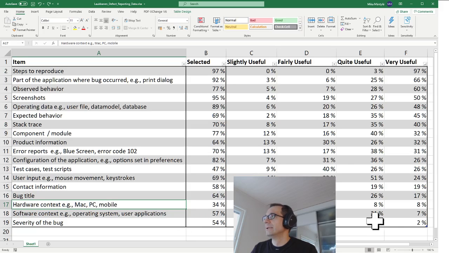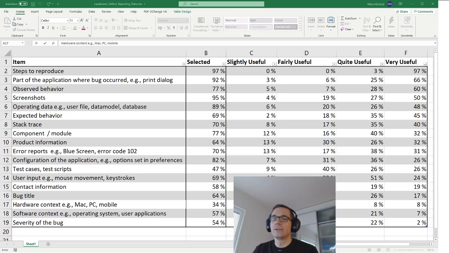We have software context, not very useful for fixing the bug, considered very useful by only 7%. So the software context would be operating system, user application, and so on. And then we have the hardware context and the bug title. So this is on the usefulness of information when fixing a bug.